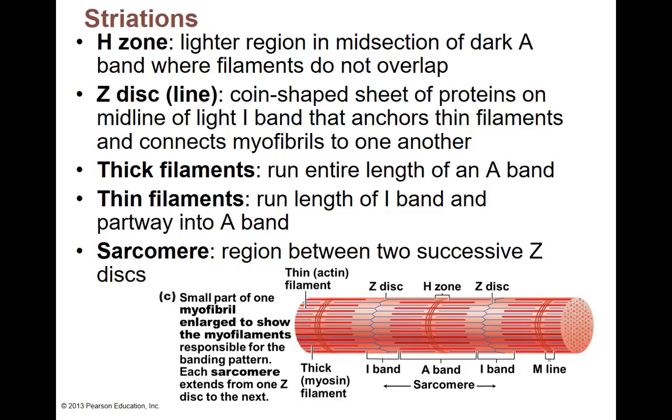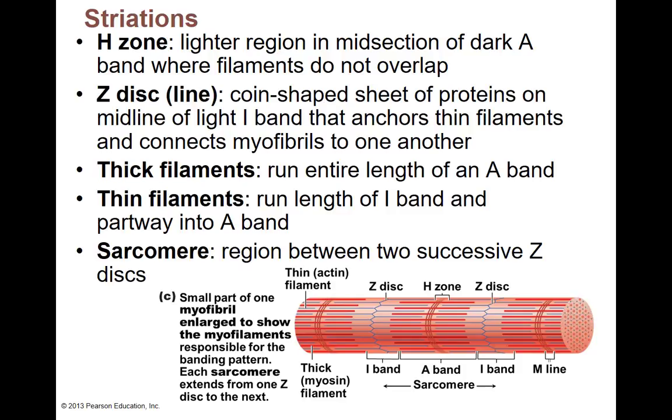Now, right in the middle of my dark area, I have what's called the H zone. The filaments don't overlap here. Between my light blue and my darker red, they don't overlap. There's only some dark red there. The Z disc or the Z line, these are a bunch of proteins found at the end of the sarcomeres, where the things are attaching to.